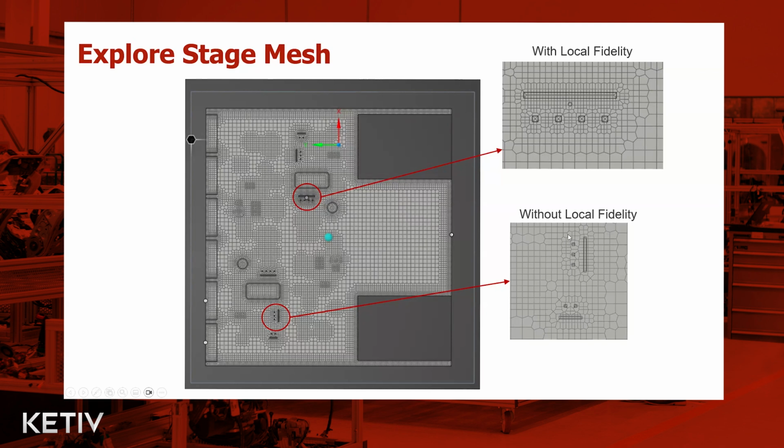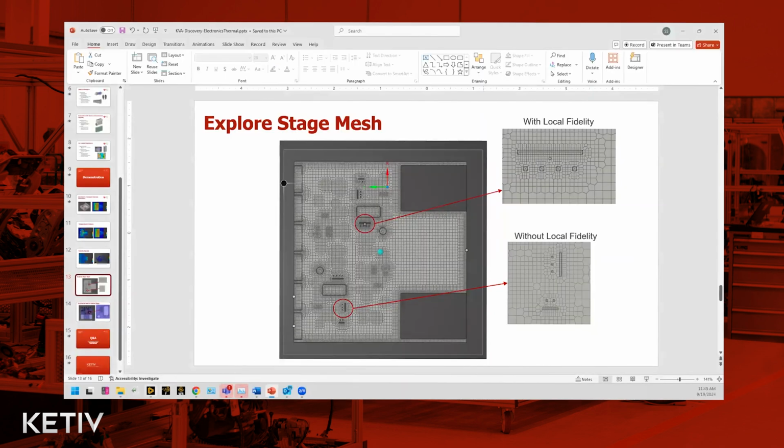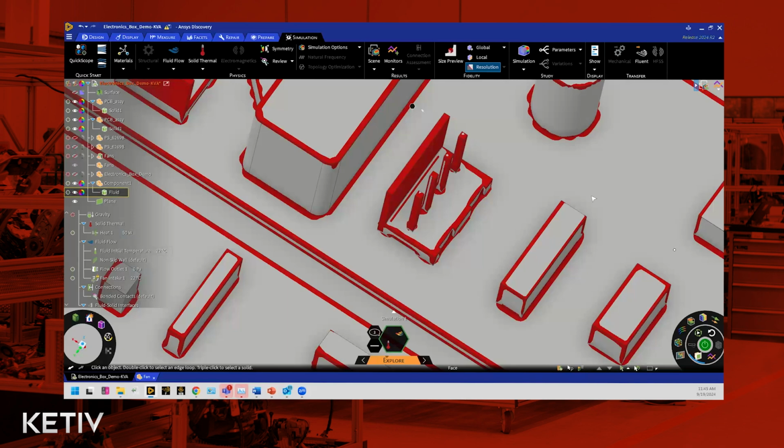And that's fine. That might be okay for those regions that are not of interest and you don't want to spend too much computational power in computing those solutions. But if you have an area of interest where you want more resolution, you can come and add a local fidelity. And that way your mesh is going to be much finer resolved in that particular location. And you can do all that within the explore stage itself.